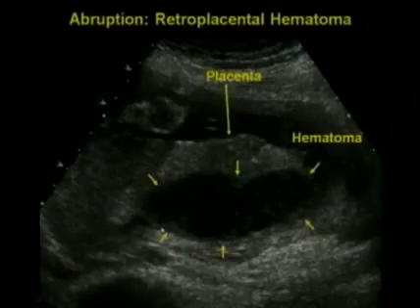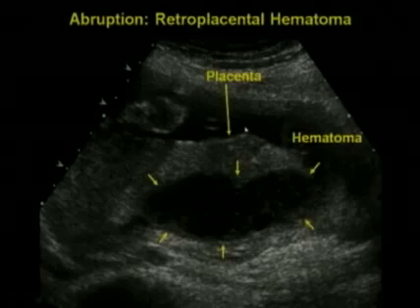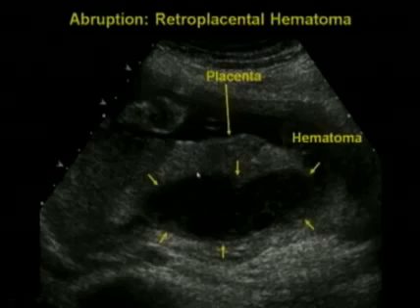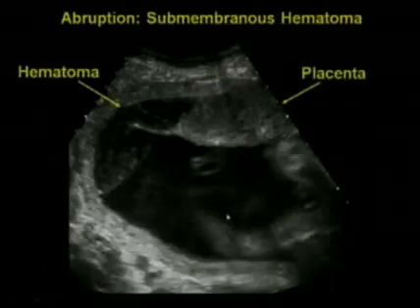So here is an example of a retroplacental hematoma. This whiter area is the placenta. This dark area is the amniotic fluid. But this dark area behind the placenta is a hematoma. So this is an abruption with a retroplacental hematoma.